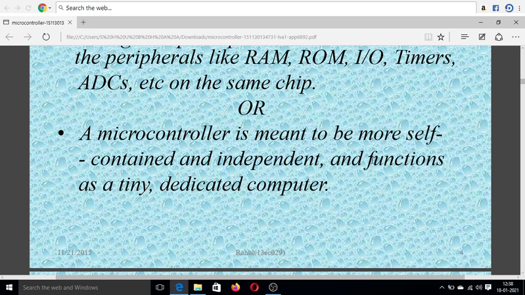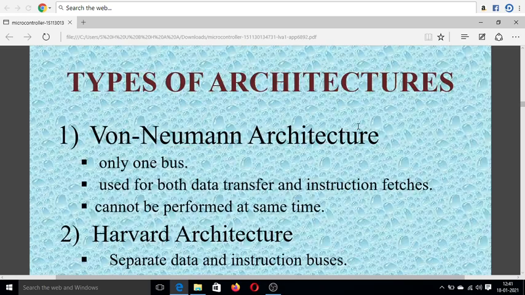Now I am going to talk about the architecture of the 8051. It consists of two architectures. One is the Von Neumann architecture. That means it has only one bus used for both data transfer and instruction fetches. That bus is used for data transferring as well as for fetching instructions, or writing instructions into the memory or from the memory.